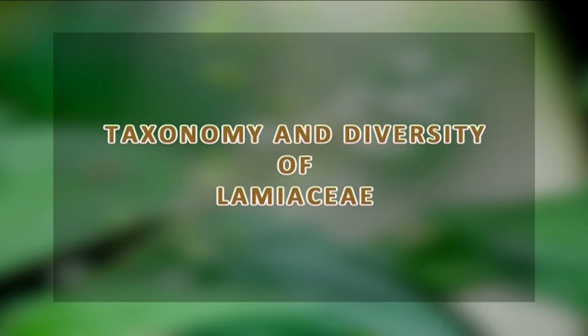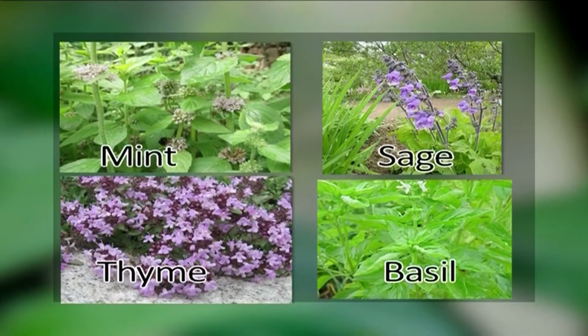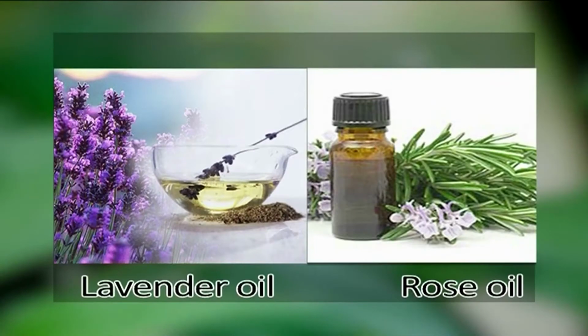For today's lecture, our topic is taxonomy and diversity of Lamiaceae. Dear students, you might have heard the words like mint, sage, thyme or basil. All these names are basically the spices that make our food tasty. You might have also heard about the word like lavender or the rose oil, which make our perfume industry.